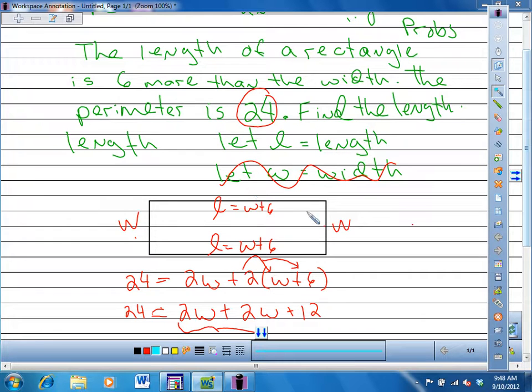Okay. Let's check to see if it makes sense. If this is 3 and I have 2 that are 3, plus 3, plus 9, plus 9, how much does that make? 24, right? Does that make sense? What should be the perimeter? 24, is it 24? Well, so it works. Okay, so you're going to have some problems on your homework like that.